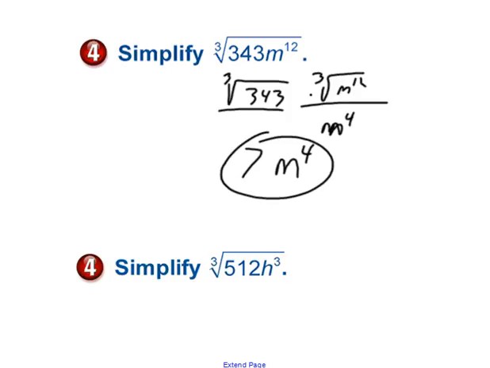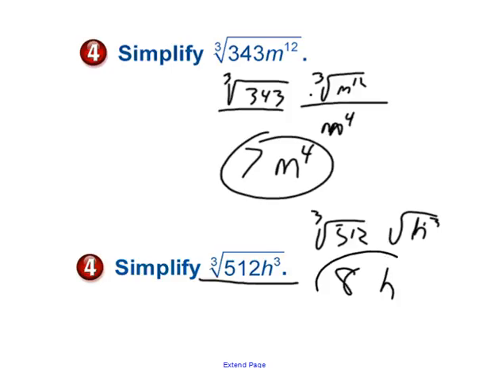Okay? The cube root of 512h to the 3rd, that's the cube root of 512 times the cube root of h to the 3rd. The cube root of 512 is 8. And the cube root of h to the 3rd is h. So 8h.